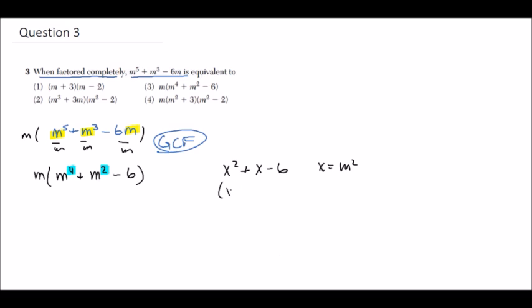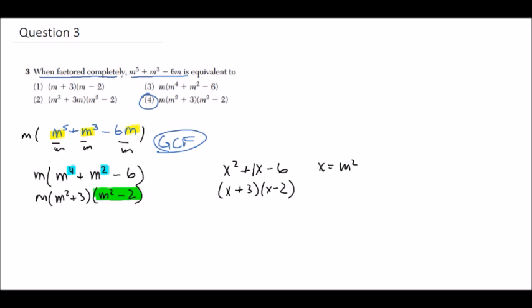So factor this out, and what we get is two numbers that add to 1 and multiply to negative 6, which would be x plus 3 and x minus 2. Well, that's kind of the same thing as m squared plus 3 and m squared minus 2. And we cannot go any further on this because this is not a difference of two perfect squares. So the answer here is going to be choice 4.